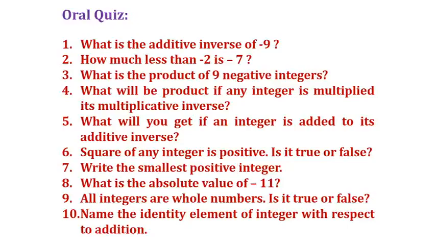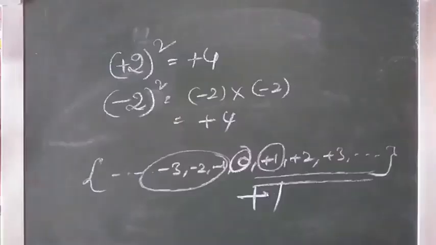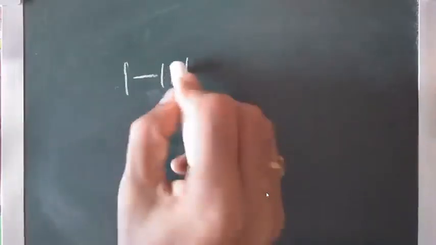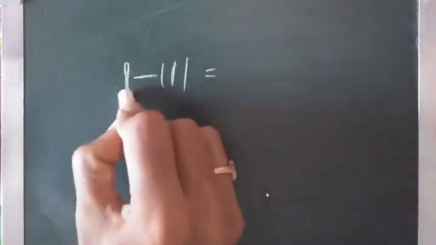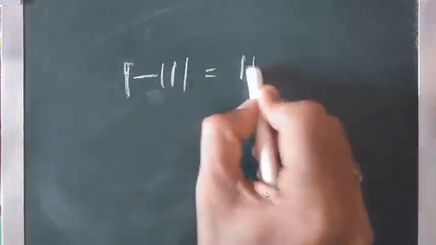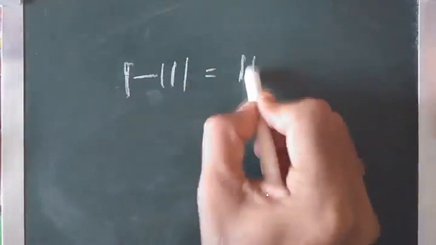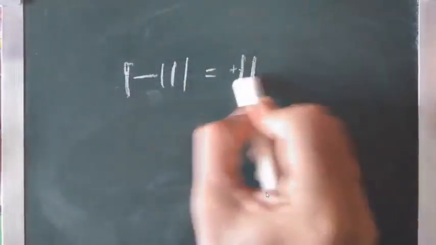So next, what is the absolute value of minus 11? Absolute value of minus 11, how to find this? You know that in the first class only. Writing this, absolute value means modulus of minus 11. Always this is equal to, irrespective of sign, plus 11 only. Absolute value of minus 11 is plus 11 only.